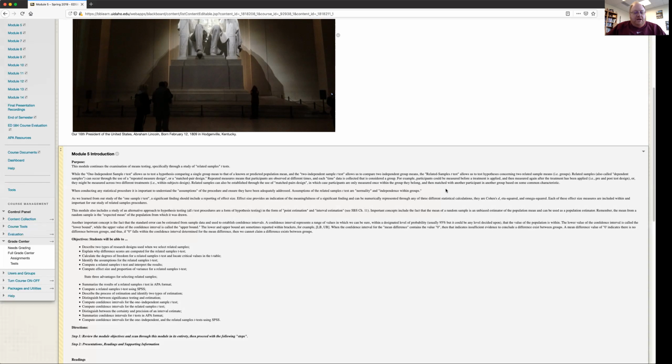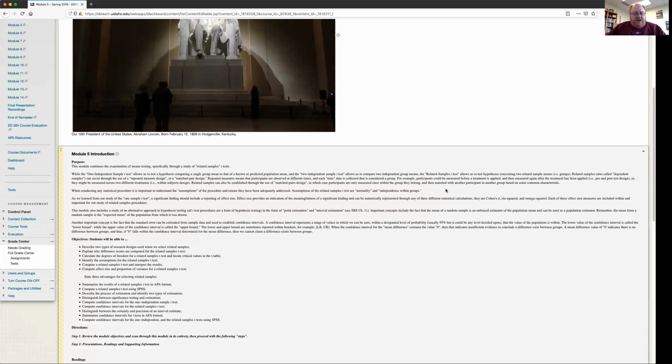Related samples can also be established through the use of match pairs design, in which case participants are only measured once within the group they belong, and then matched with another participant in another group based on some common characteristic. When conducting any statistical procedure, it is important to understand the assumptions of the procedure and ensure they have been adequately addressed. Assumptions of the related samples t-test are normality and independence within groups.